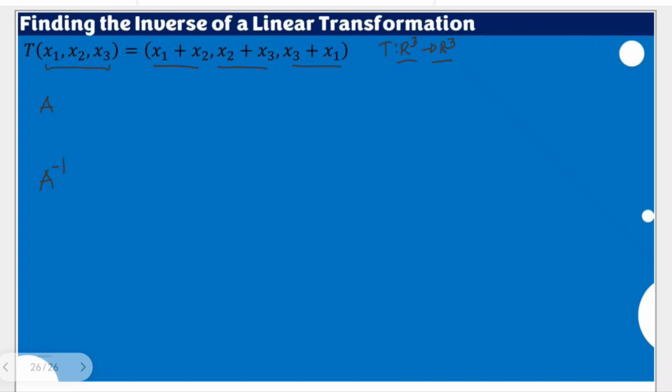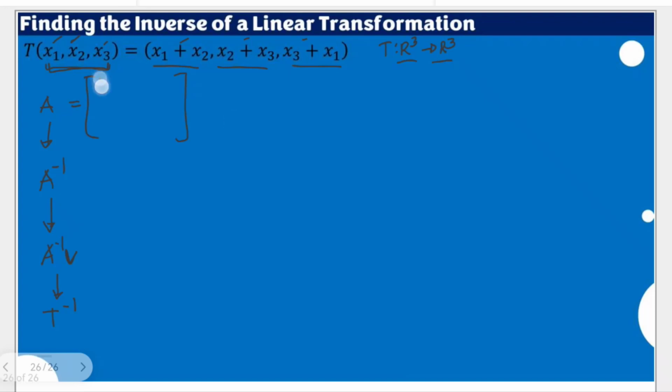Once we can express the inverse of our standard matrix, we're going to multiply it with a vector containing these components to finally find the inverse of the linear transformation T. So let's start with the standard matrix of this linear transformation using these entries. Of course, the coefficients of x sub 1 will be on the first column, x sub 2 second column, x sub 3 third column. So for the first entry, that's x sub 1 plus x sub 2.